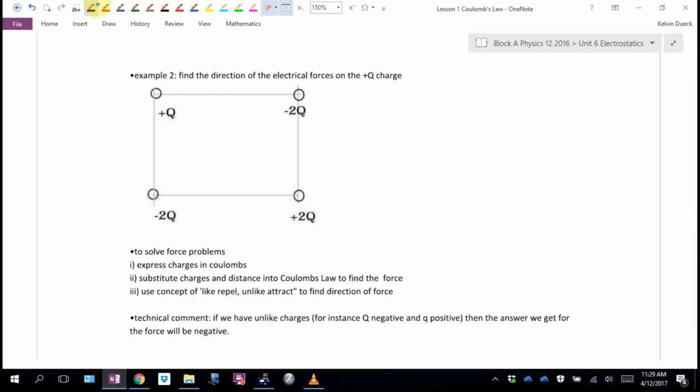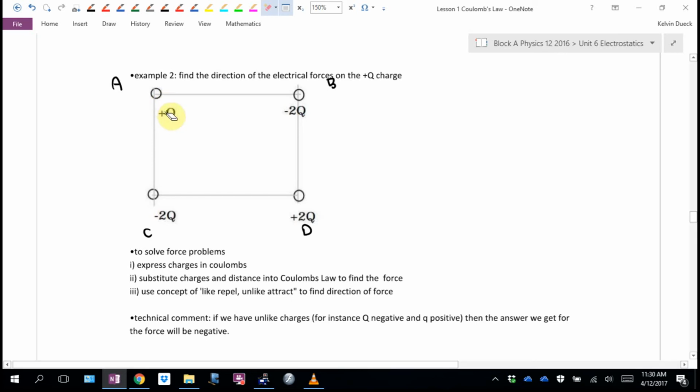Let's label these. Let's call this charge A, charge B, charge C, and charge D. We're going to find the direction of the force on charge A from charge C, from charge B, and from charge D. And then I think we're going to add them tip to tail and get a net resultant. So let's start with the easier ones.